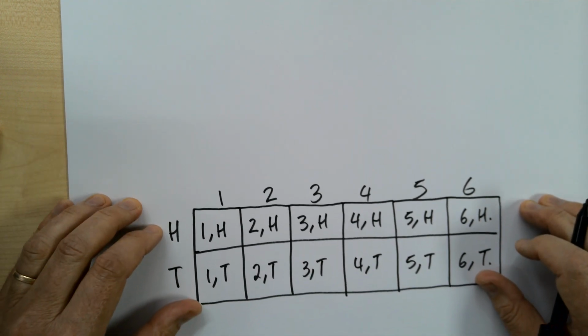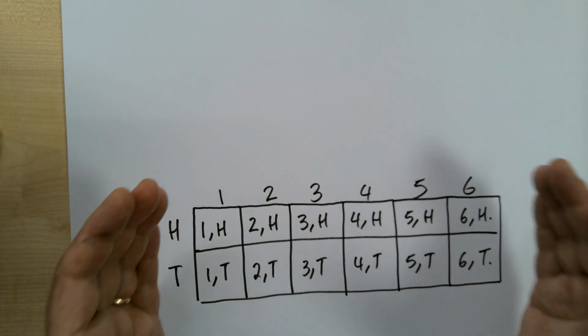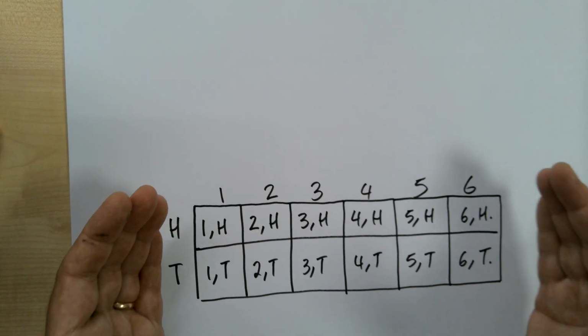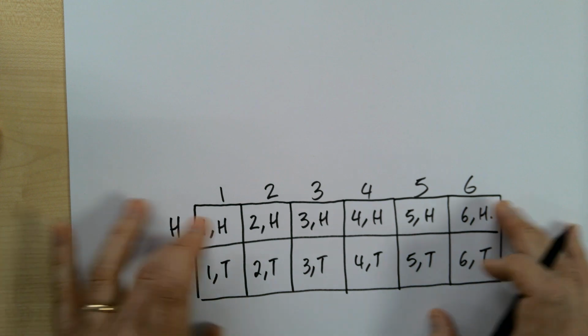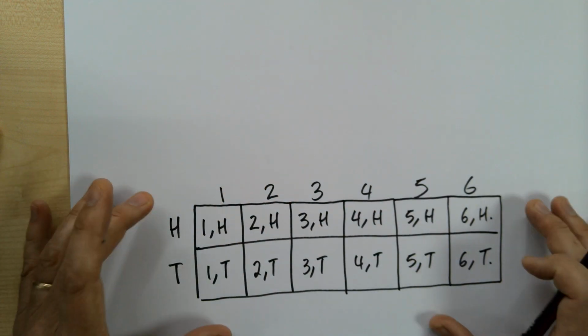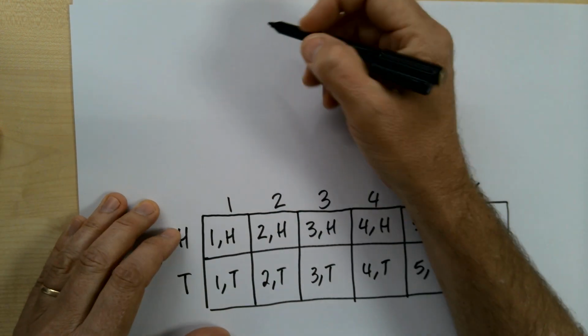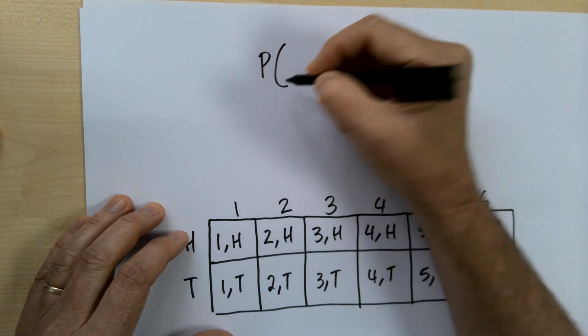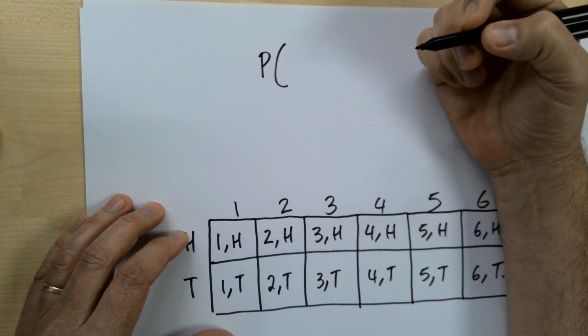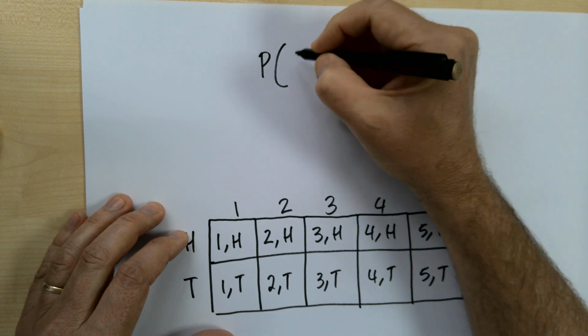Okay, so this represents every combination I can possibly get. A table is just a way to simplify listing out everything that's possible. All right, so let's look at some questions here. What if I wanted to know the probability of getting a 5?